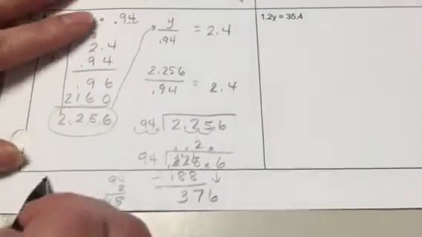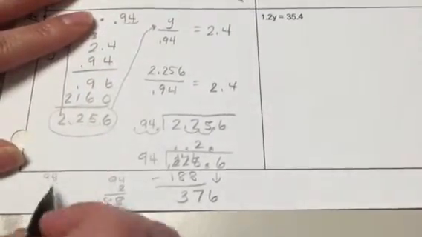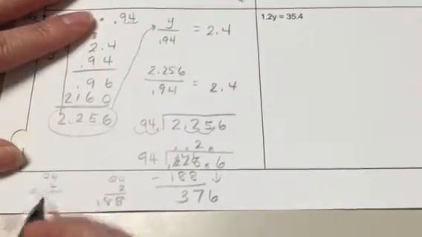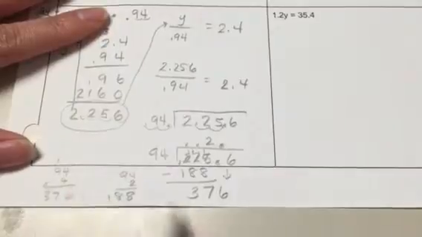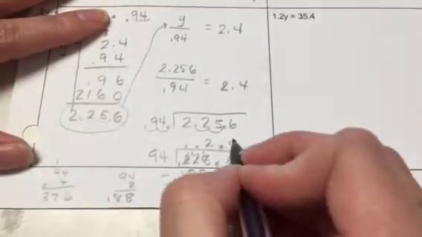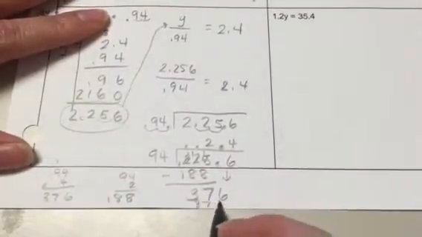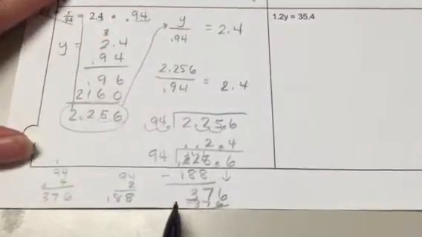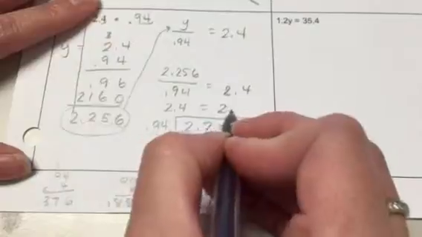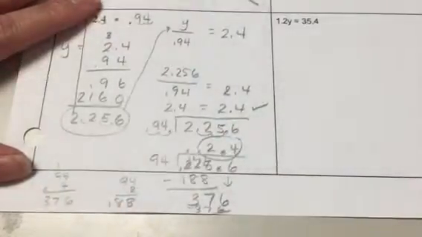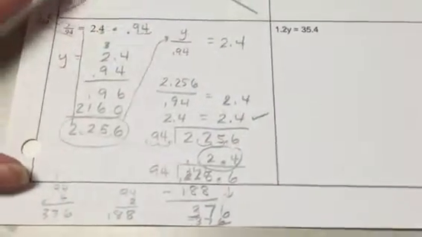I'm going to have to try 94 times 4. I would get 16, 36, 37. That one works out perfect. Times 4 will give me 376, and that's what I was looking for. So my 2.4 equals 2.4, so it checks. Okay, hopefully that'll help you with the other ones.